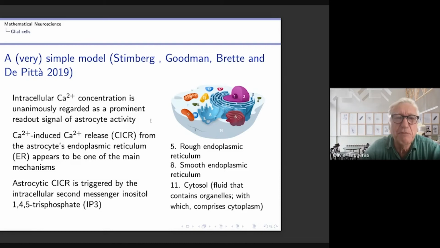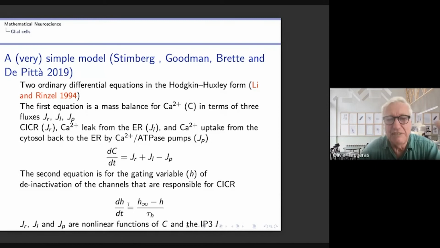They say that the intracellular calcium concentration is regarded as a prominent readout signal of astrocyte activity. Fine. Then CICR, calcium-induced calcium release from the astrocyte's endoplasmic reticulum, that's the one here, ER, appears to be one of the main mechanisms. Okay, so they identify the main mechanisms that should enter the models. And astrocytic CICR is triggered by the intracellular second messenger inositol 1,4,5-trisphosphate. It's hard for me to pronounce all this. Let's call it IP3. All right, so having identified the main mechanisms, they wrote a model.